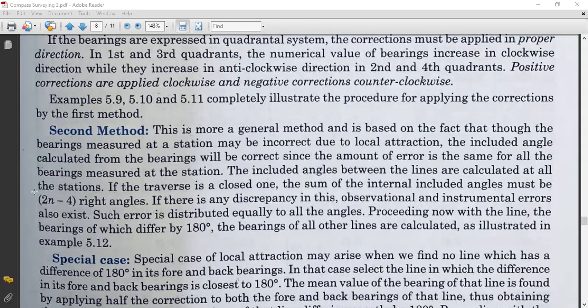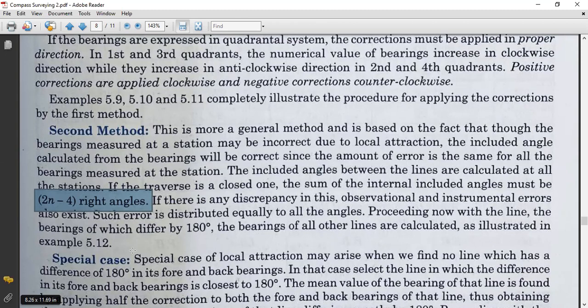In a triangle, the sum of interior angles is 180 degrees, right? So how do we arrive at that 180 degrees? That is nothing but (2n minus 4) into 90 degrees, that is, into right angles, where n is the number of sides of the geometrical figure. If you substitute n as 3 for a triangle, you will get 180 degrees. If you substitute n as 4 for a rectangle or square, you will get 360 degrees.